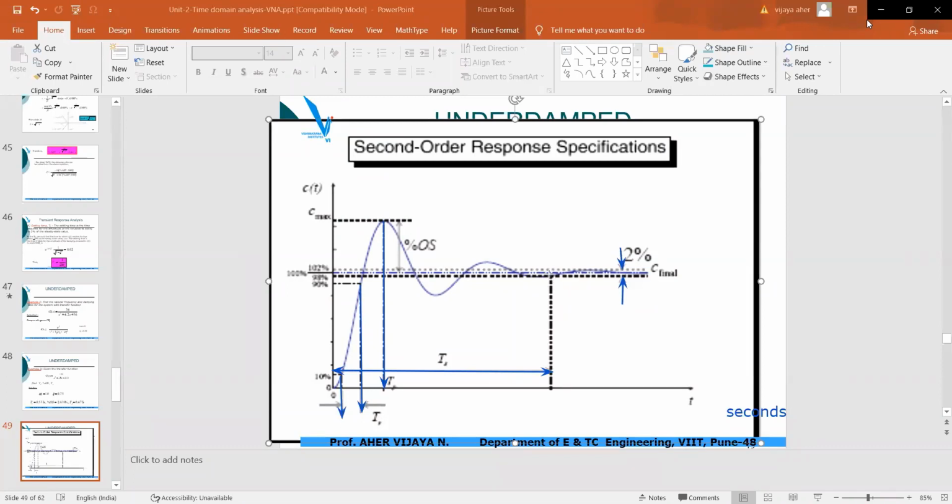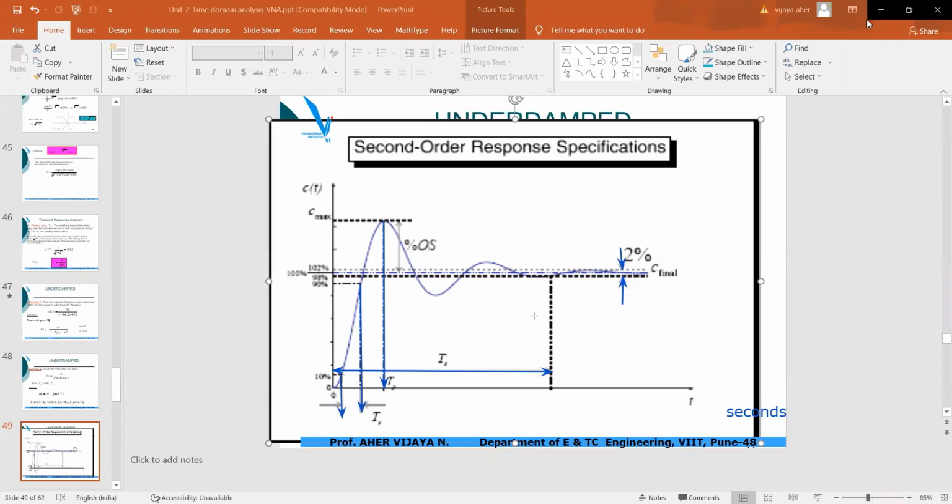Now after this settling time, your system is moving within steady state. That means your output is changing within this 2% band. In which range will the output stay? Between 98 and 102 only. And this much is nothing but your C final, the final value of output with respect to time. And this is how you will get the response for a second order system.